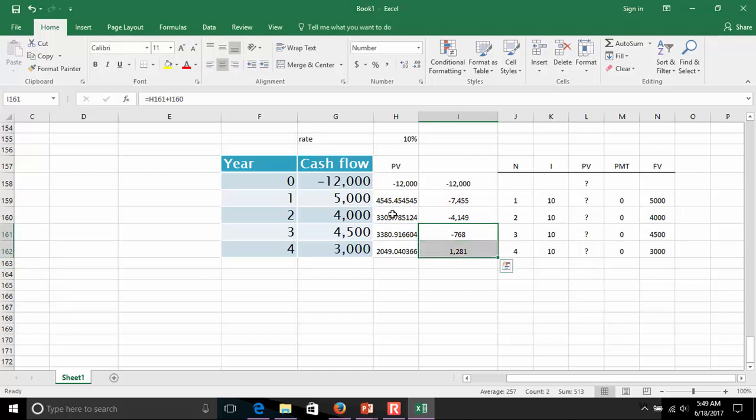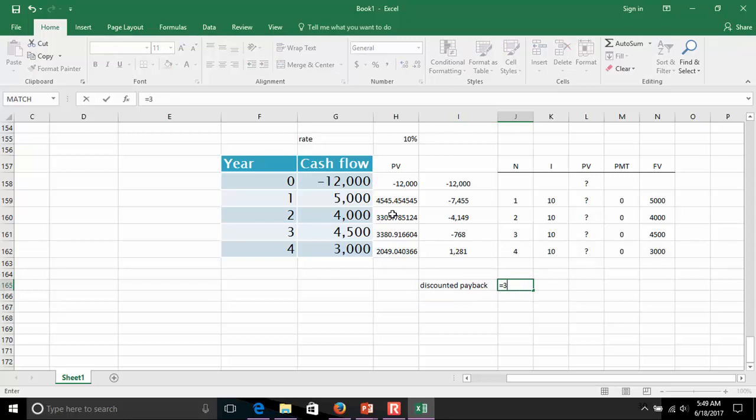And you can see that it turns positive between years 3 and 4. So the discounted payback is going to be equal to 3, plus 768 divided by, and again remember, use the present value here, how much money I received the next year in terms of present value. So the discounted payback in this case is going to be 3.37.